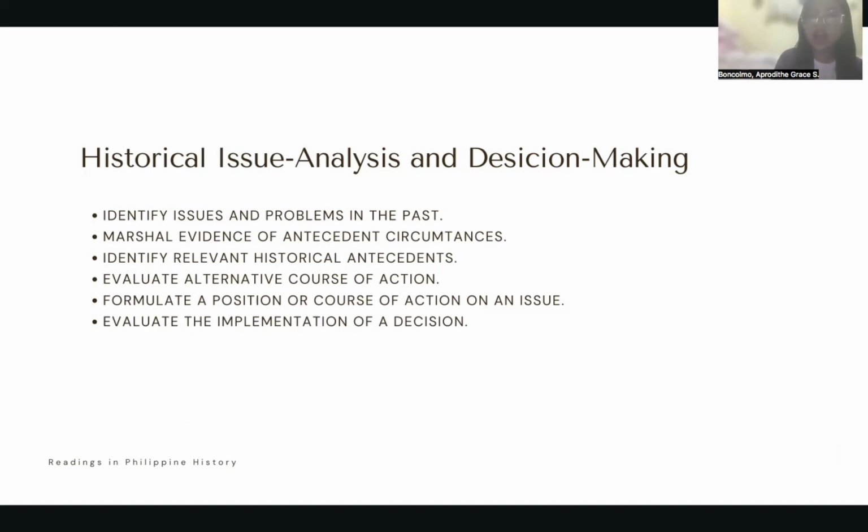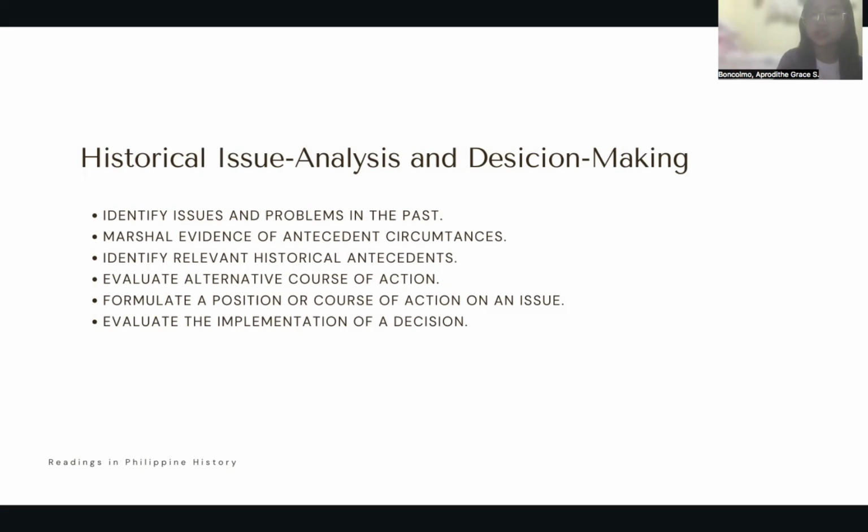And next, we have marshal evidence of antecedent circumstances, gathering and presenting evidence that sheds light on the circumstances or conditions that preceded a particular historical issue or event. Now we have identify relevant historical antecedents, recognizing and understanding the historical events and factors that directly influence or serve as precursors to a particular issue.